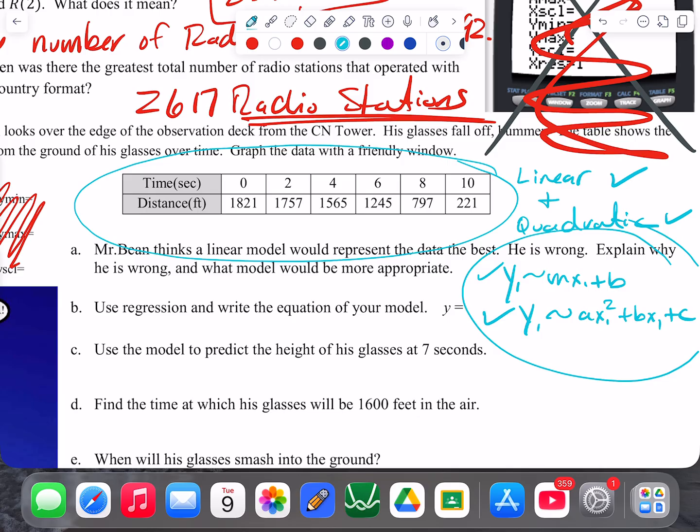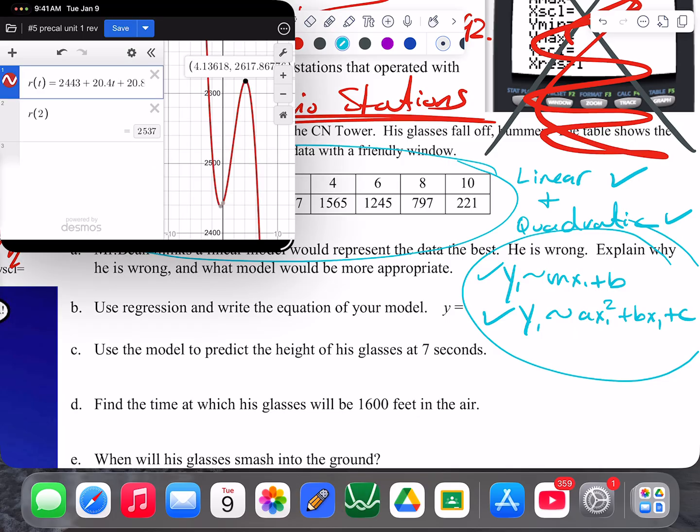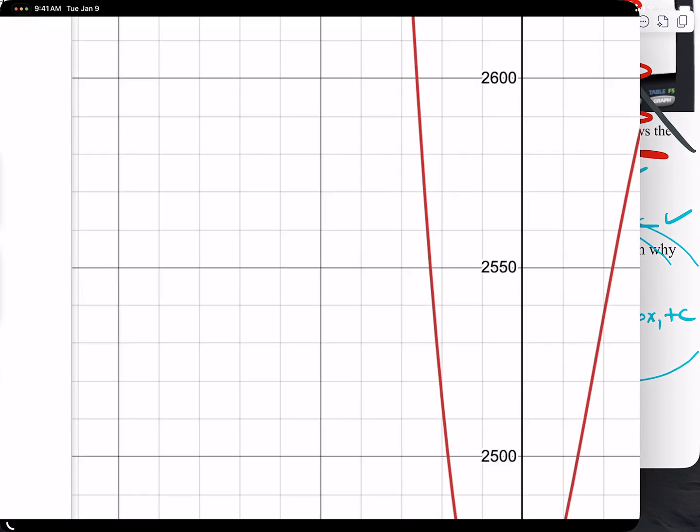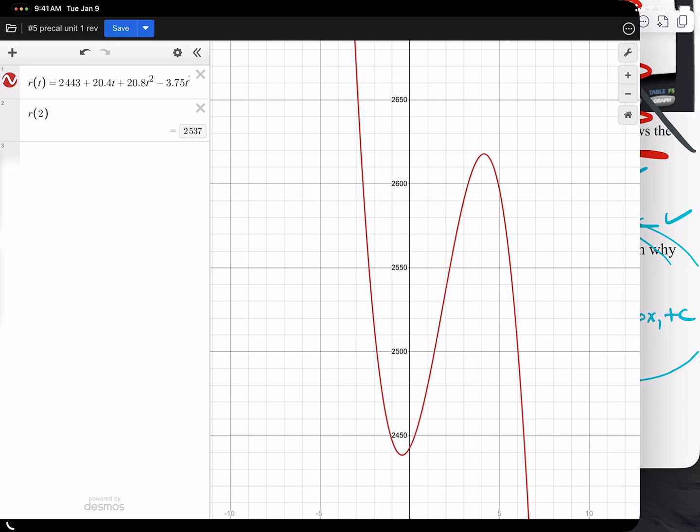So you have to enter both of those. Let me show you what I mean. Let me go ahead and pull up Desmos. I've already entered this on the graph. Let's go ahead and maximize this and pull it up.